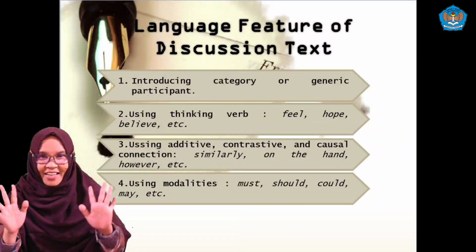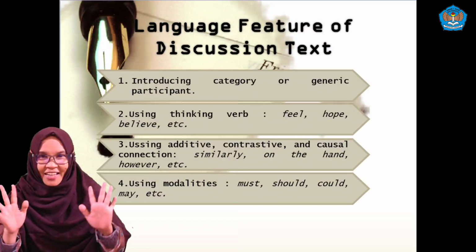Well, now we are coming to the language features of discussion text. We have some, but number one is introducing category or generic participant. Of course, yeah, it's very clear. And number two, using thinking verbs. What is a thinking verb? Yes, any verb that makes us think, like feel, hope, believe, and etc. Number three, using additive, contrastive, and causal connections, like similarly, on the other hand, however, on the contrary, and etc. The last, number four, using modalities. Yeah, in discussion text, we usually use modalities like must, should, could, may, and etc.